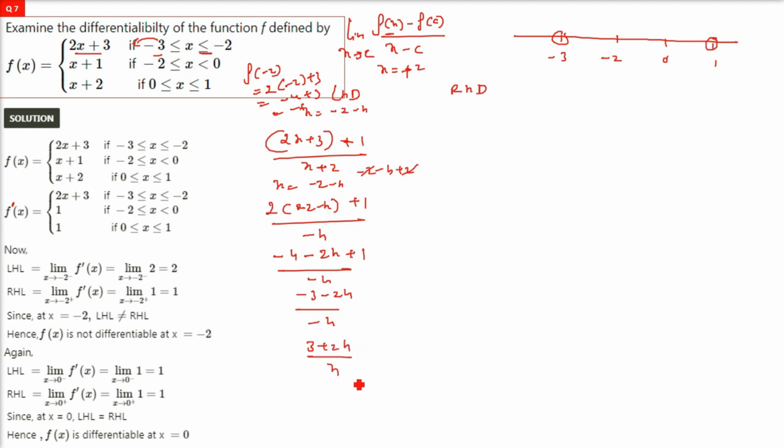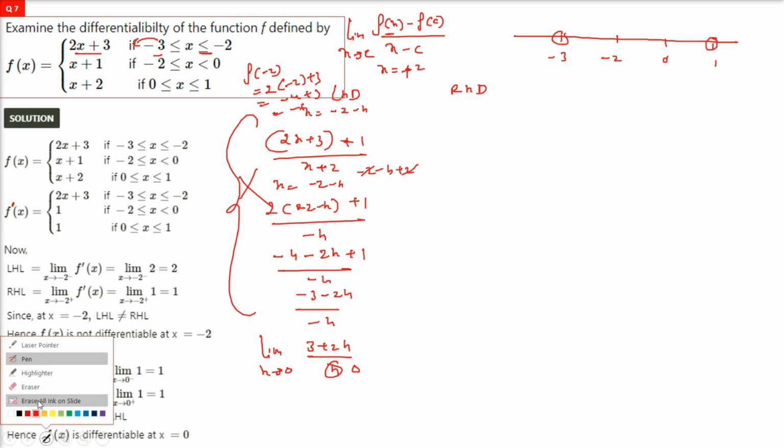So (3 + 2h)/h, because the negative I have taken outside gets cancelled from the denominator. So h tends to 0. When you apply 0, the numerator will be 3. But what about 0 in the denominator? So it will not work. Similarly, if you do RHD, I've already done it. So I'm just claiming it's not going to work.